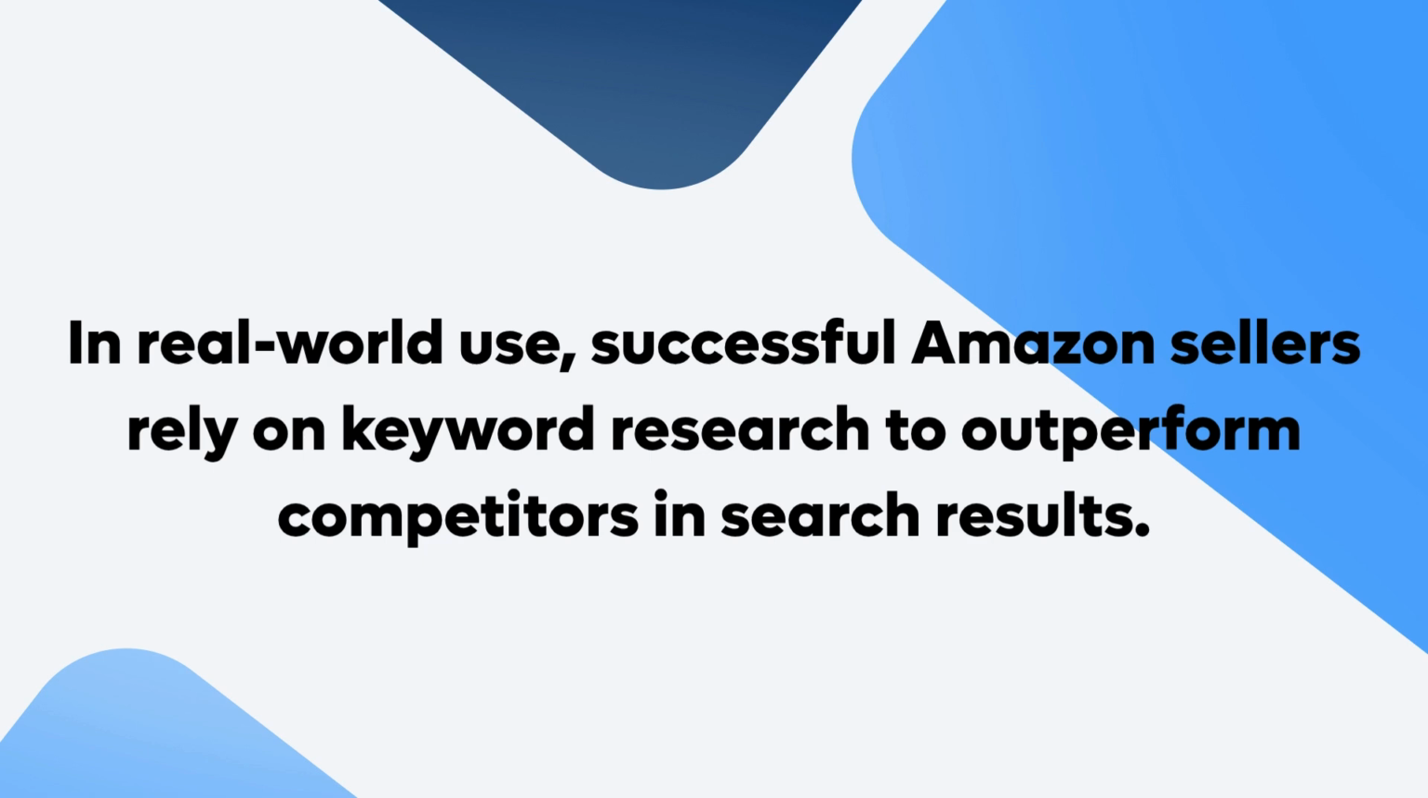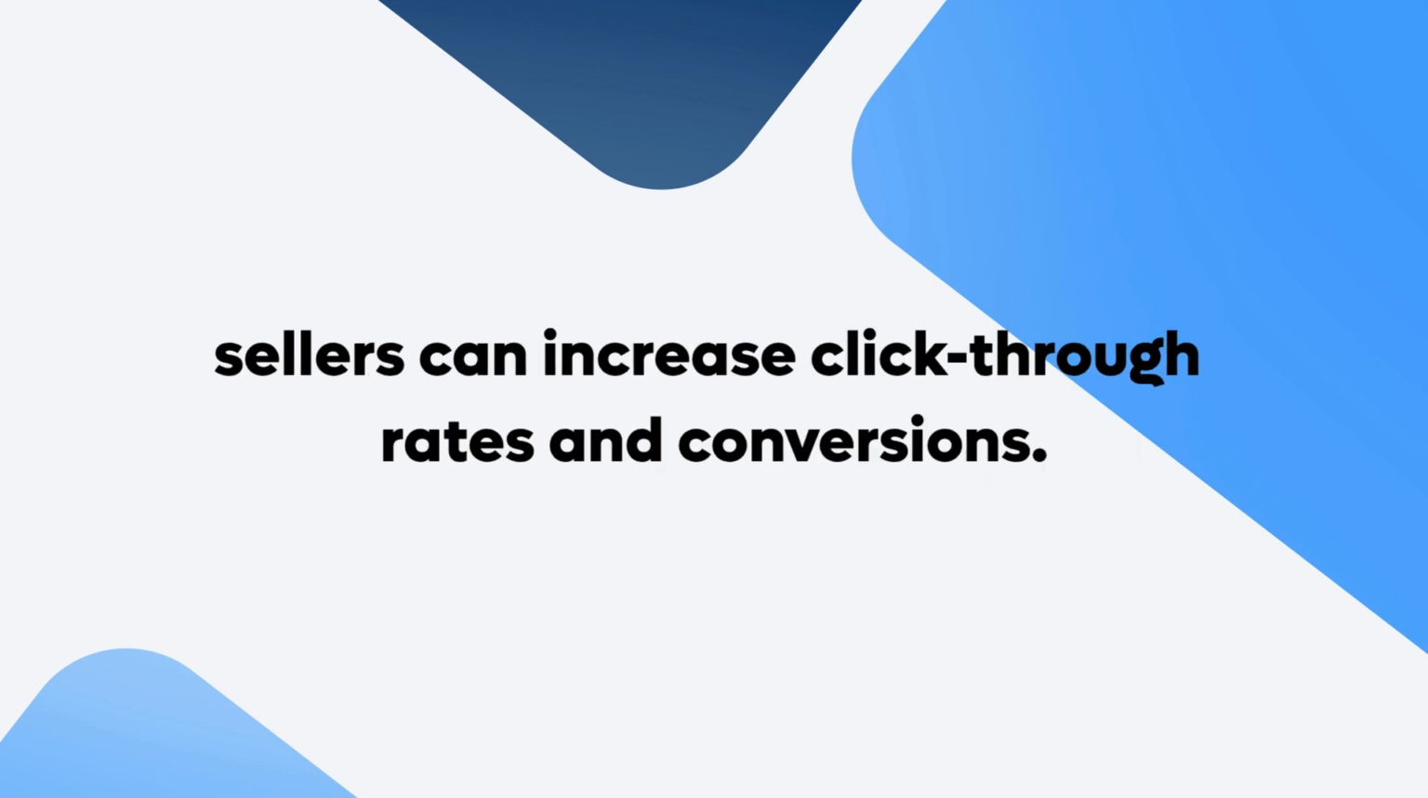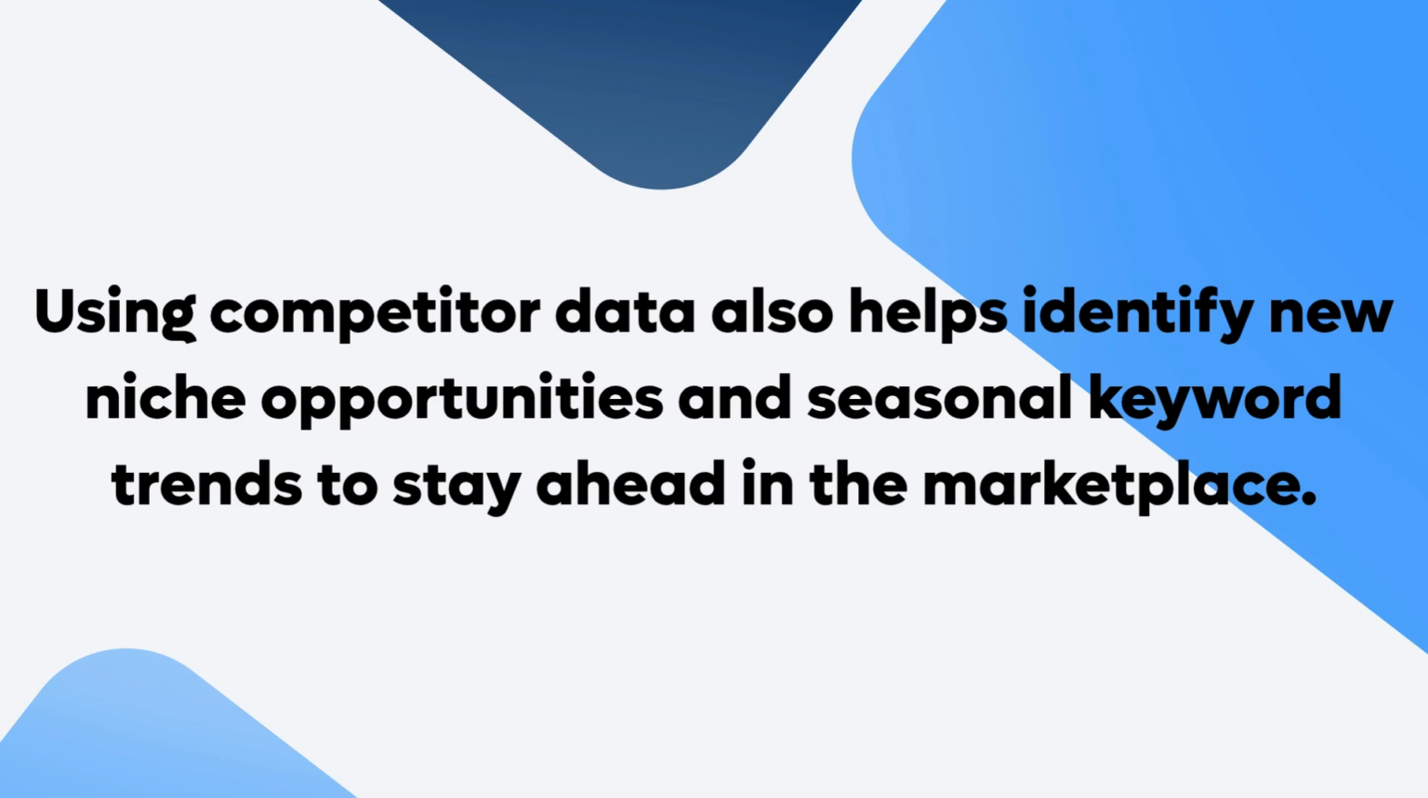In real-world use, successful Amazon sellers rely on keyword research to outperform competitors in search results. By tracking competitor keywords, monitoring ranking changes, and adjusting campaigns, sellers can increase click-through rates and conversions. Using competitor data also helps identify new niche opportunities and seasonal keyword trends to stay ahead in the marketplace.